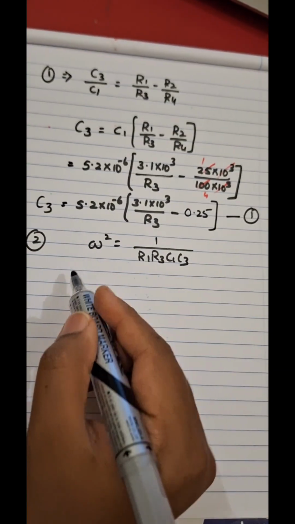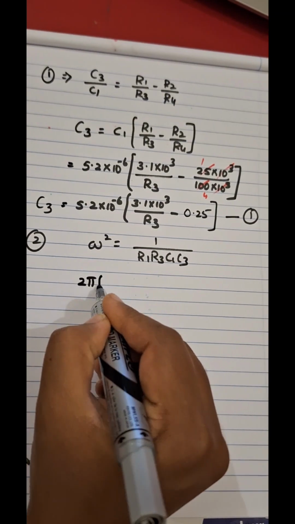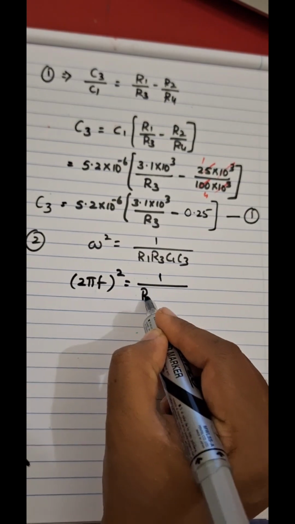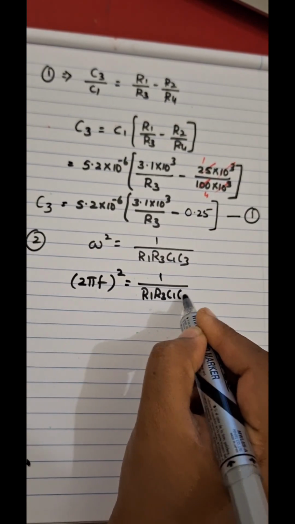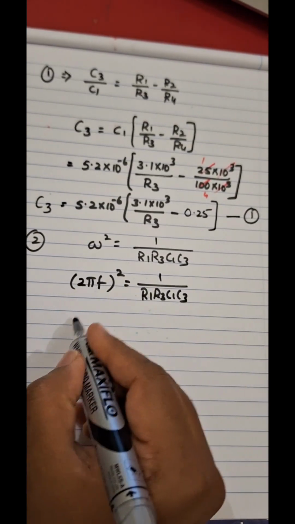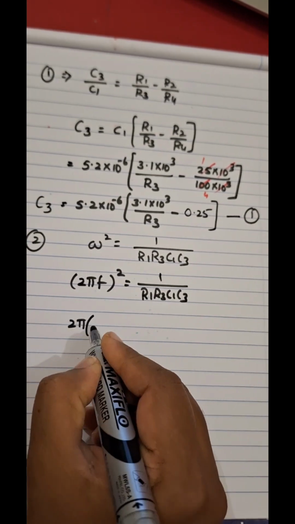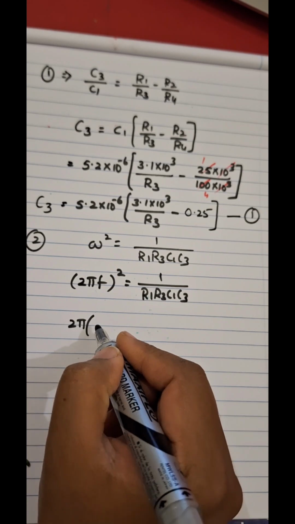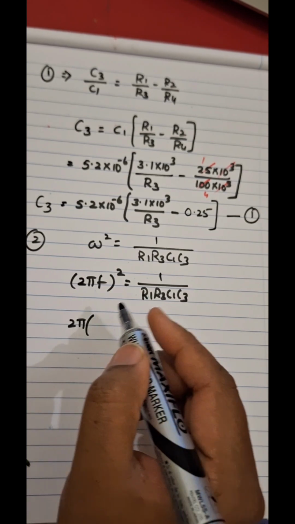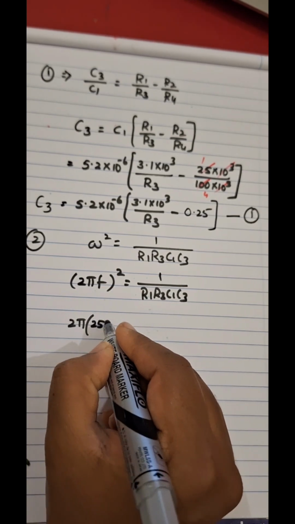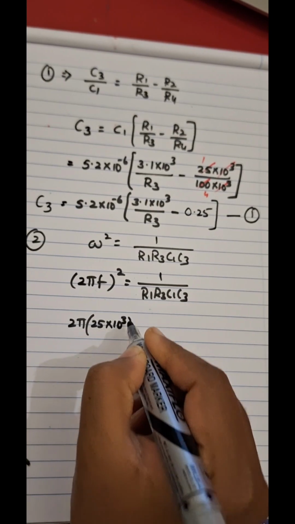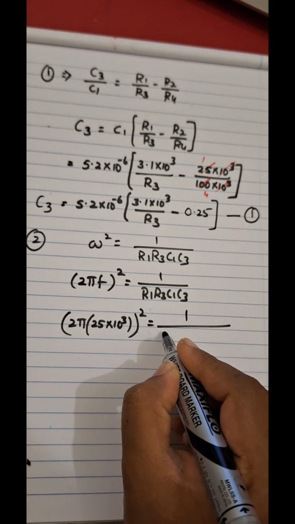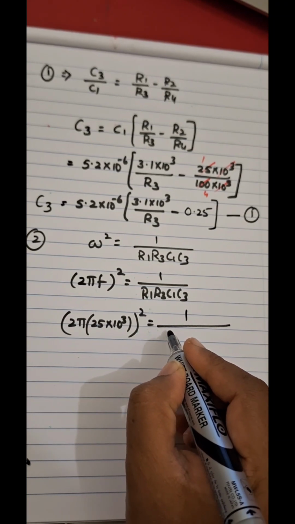Omega square. What is omega? 2 pi f, isn't it? So 2 pi f whole square is equals to 1 by R1, R3, C1, C3. So now 2 pi into f. F is already given in the question, right? So f is given as 25k. It means 25 into 10 power 3 whole square is equals to 1 by R1, R3, right?